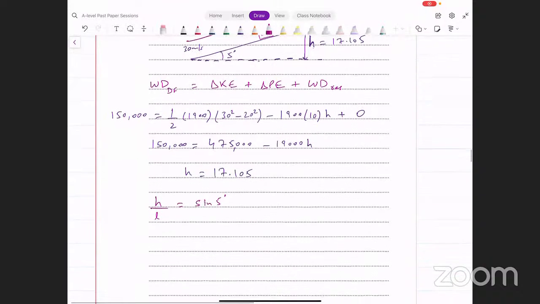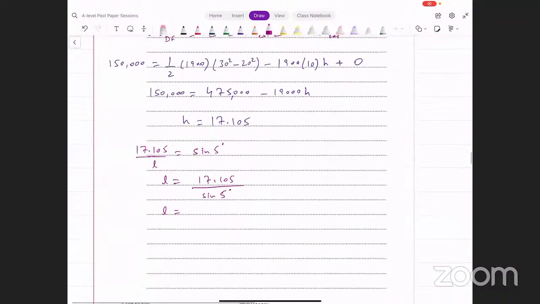Perpendicular hypotenuse क्या होता है? Sine होता है. H की value क्या है? H की value is basically 17.105. And we can find the value of L from there. That's 17.105 divided by sine of 5 degrees. Let's evaluate this and see what that gives us. अच्छा ये आंसर जो आया था मेरे पास उसको डिवाइड कर देते हैं with sine of 5 degrees, and that is 196.3. That's what I'm getting here.